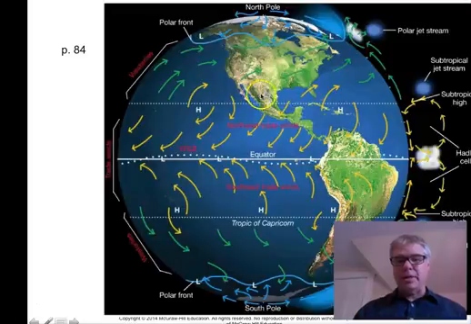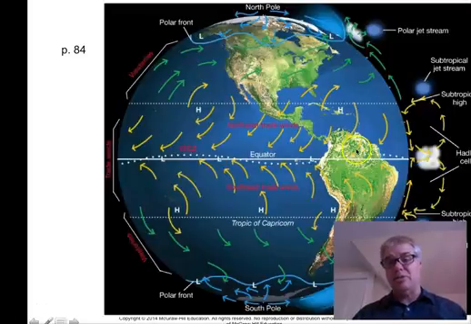So this line here doesn't do it justice because it's actually a little bit further north. But if you look at the deserts of northern Mexico or Arizona, look at the Sahara Desert, the Kalahari Desert, the Great Australian Desert. These are all around these subtropical highs.